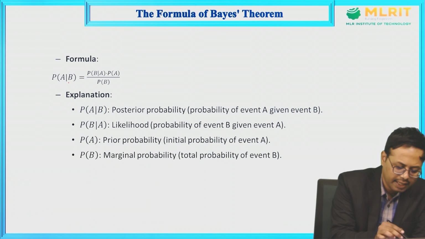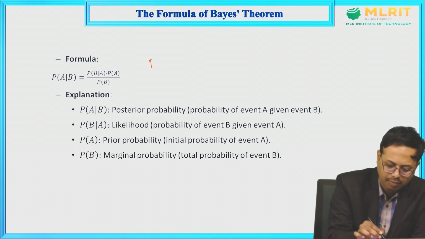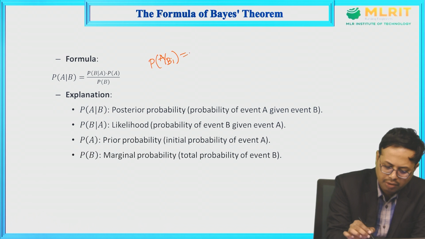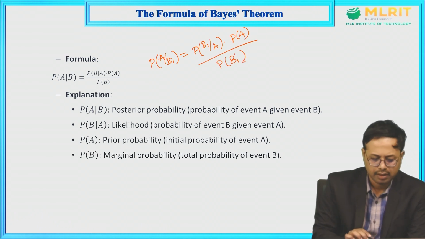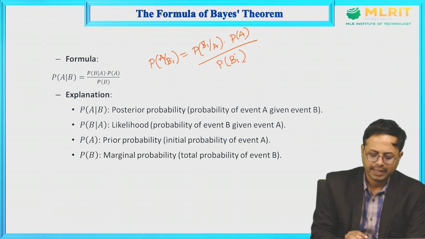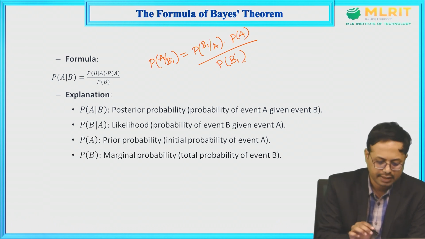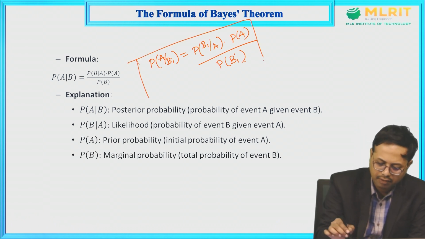P of A given Bi. The general formula is P of A given Bi is equal to P of Bi given A into P of A divided by P of Bi. This is the basic definition and the basic formula of the Bayes theorem.